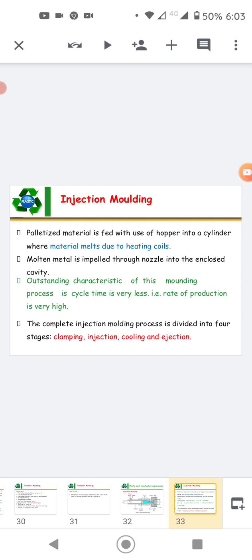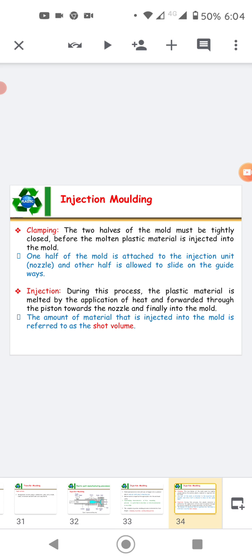The complete injection molding process is divided into four stages: clamping, injection, cooling, and ejection. Clamping: the two halves of the mold must be tightly closed before the molten plastic material is injected into the mold. One half of the mold is attached to the injection nozzle and the other half is allowed to slide on the gateways.